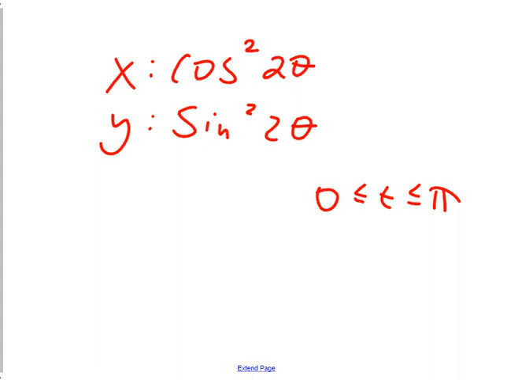Why are my t's angles now? Because you're doing cosine of them. They've got to be an angle, right? Your calculator will default to being in radians when you do something like this.